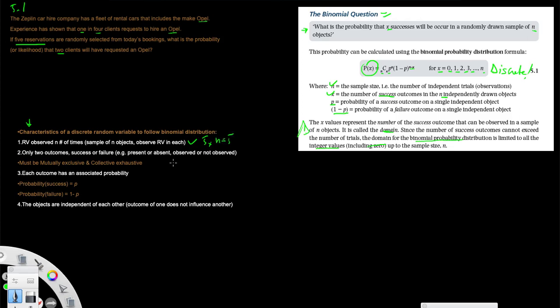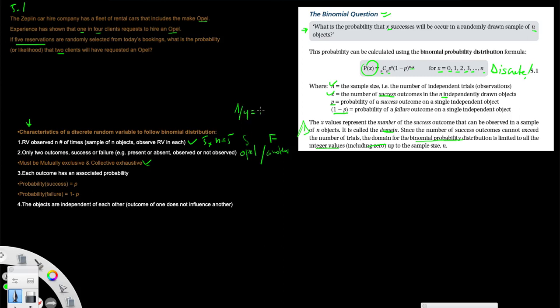Condition 1 is met. Condition 2 says only 2 outcomes, success or failure. This is also satisfied since there are only 2 possible outcomes on each client request. A client can either request an Opel car, or request another car, another brand, which is the failure. So S for success is Opel, F for failure, which means they will request another car. These two are mutually exclusive. They cannot happen at the same time. And if we add the probability of selecting another car and selecting an Opel, these will be collectively exhaustive. You will see that in a moment, because they said 1 out of 4, right?